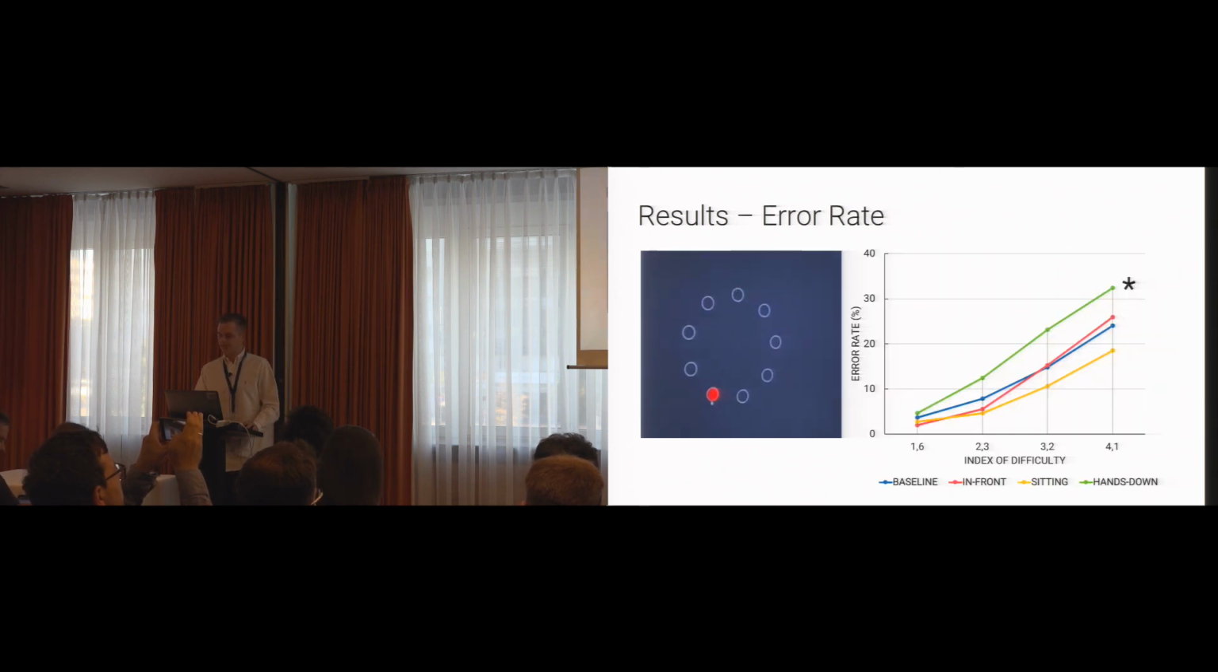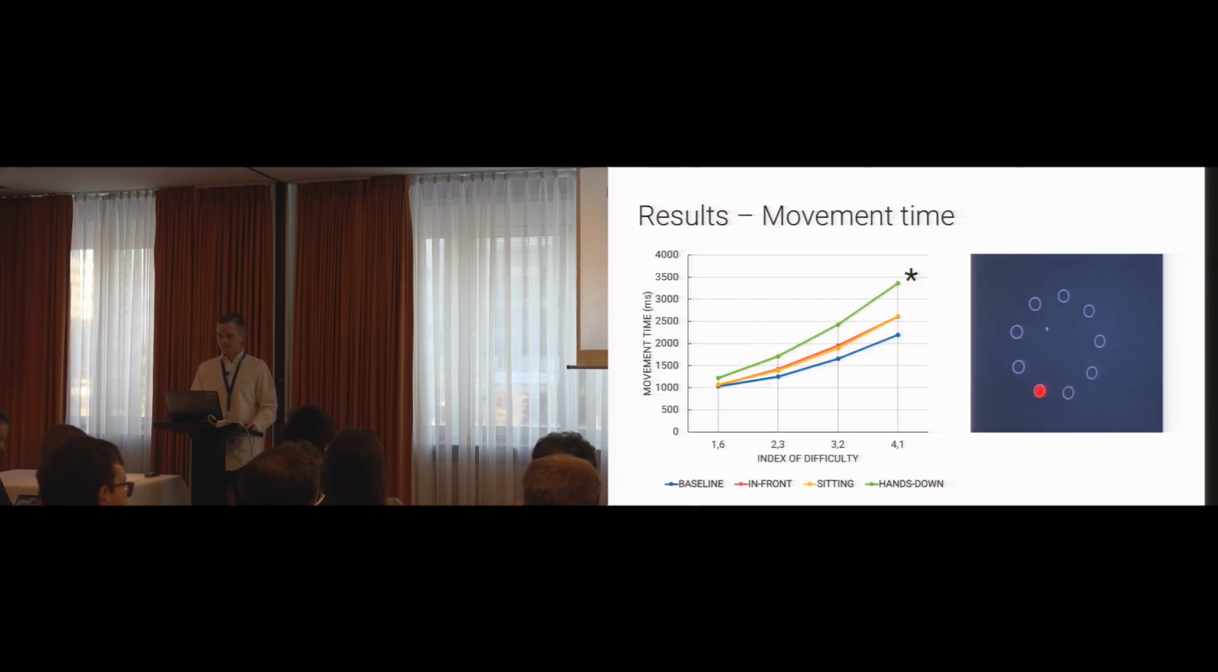Similar goes also for the error rate, where the hand-down technique had a higher error rate compared to all other techniques, which again did not differ that much between each other. In terms of movement time, the pattern again repeats, where only the hand-down technique had a significantly higher movement time compared to all others. From this result, we can see that Pocket6 techniques in front and sitting allowed users an equal 2D pointing and clicking performance in speed as well as in accuracy as an external tracked controller, while the hand-down technique, on the other hand, performed slower and more inaccurate.